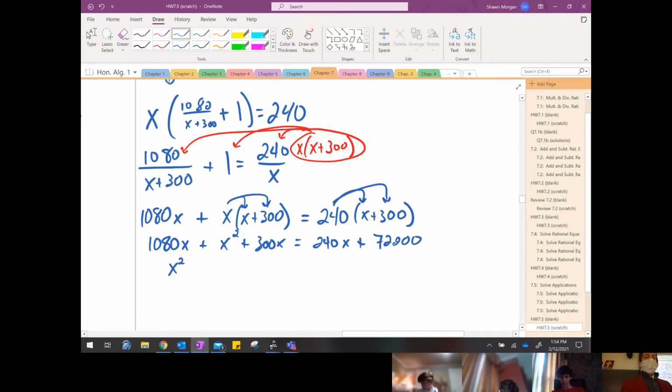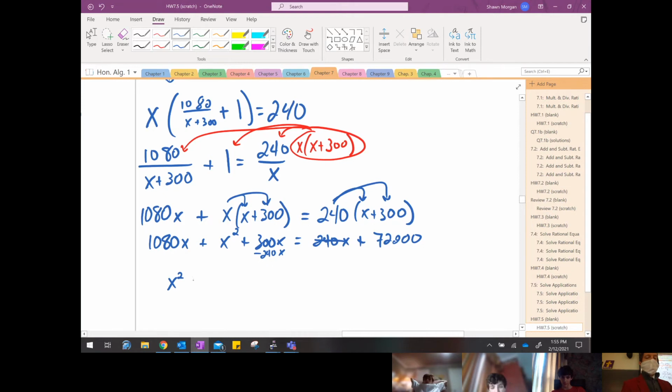X squared. Subtract 240x from both sides. We get 60x. Put 60x with 1080x. What's that, 1140x? Are y'all seeing any of this as work that y'all got done last night? Yeah. I'm confused. But it's a 60. 1140x. Combine the whole entire left side first.